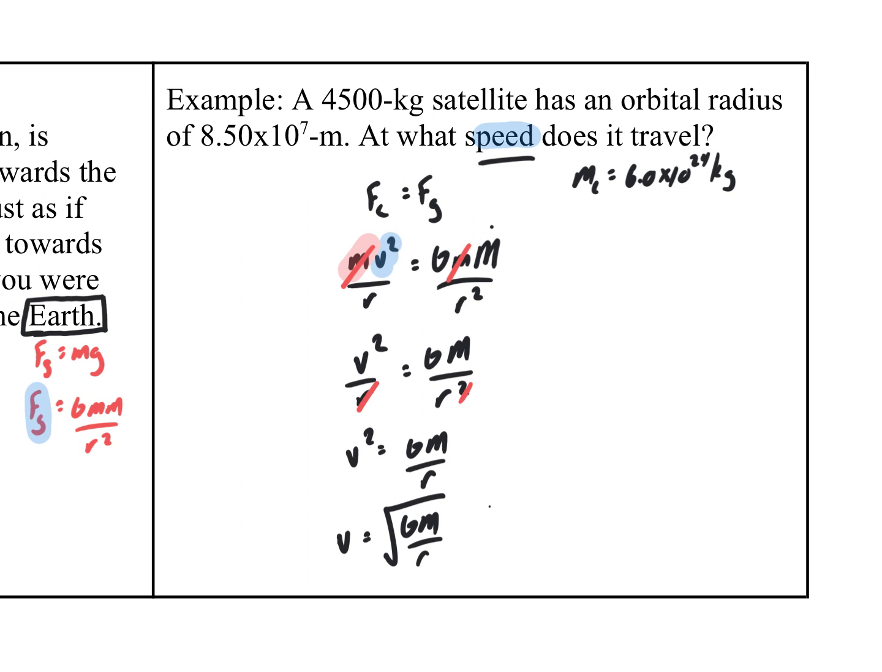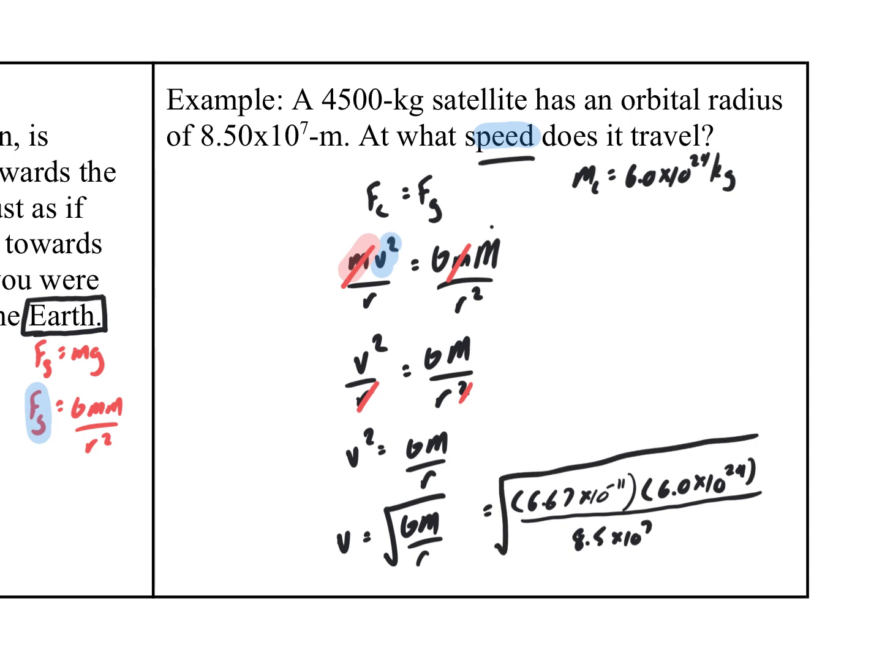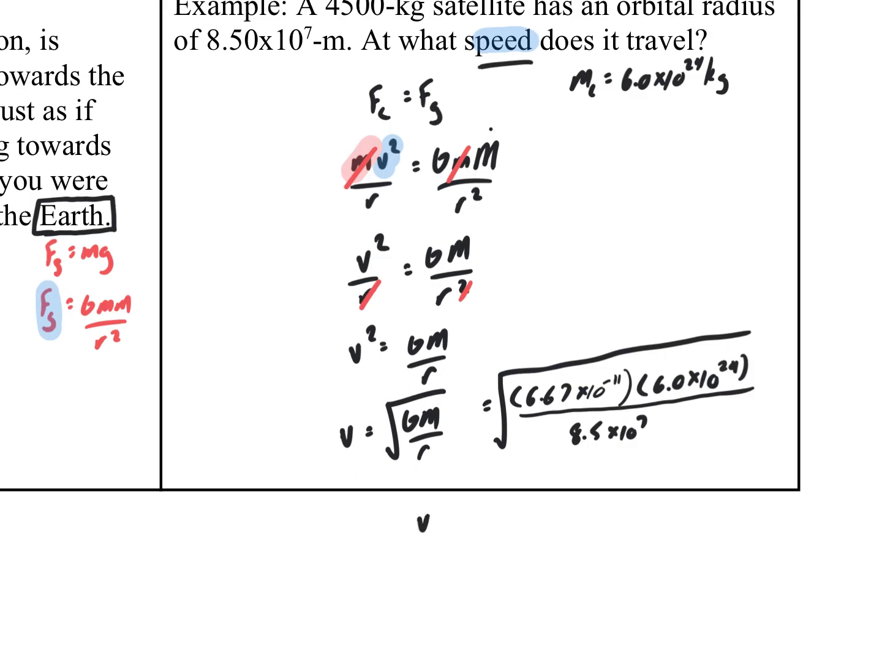To get how fast we go, we can just plug stuff in. 6.67 times 10 to the negative 11th. Mass of the Earth is 6 times 10 to the 24th. The radius that we're looking at is this orbital radius, so it's this 8.5 number. And I take the square root of all that, and I should get a speed of about 2169 meters per second. So it's moving pretty fast to keep going around the Earth like that.